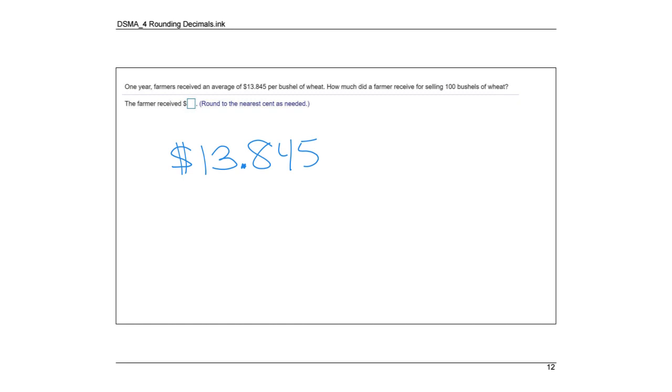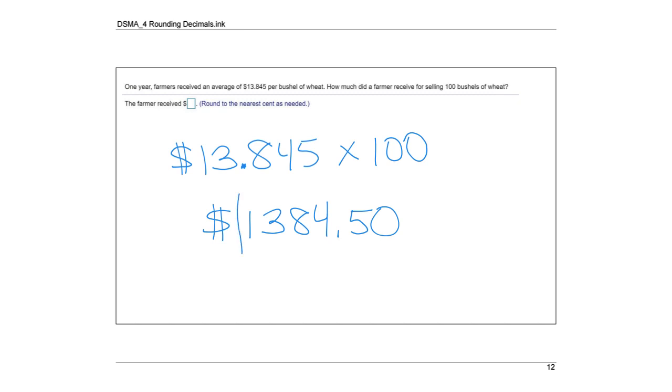All right, one year, farmers received an average of $13.845 per bushel of wheat. How much did a farmer receive for selling 100 bushels of wheat? Okay, so each bushel of wheat, they receive $13.845, but they sold 100. So all we're going to do is multiply by 100. And that tells us that they made 1,384 and 50 cents. Now, since they want it rounded to the nearest cent, we're going to go ahead and put that 0 on the end. If you multiply this, you would get 1,384.5. But since they want nearest cent, we're going to go ahead and show both decimals. And that's our answer.